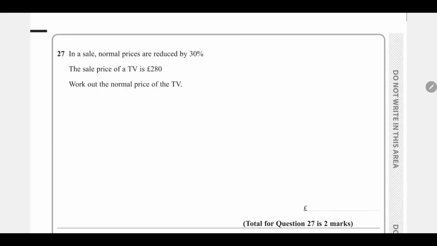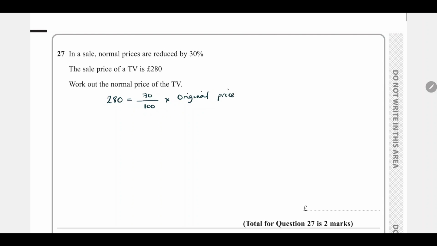Question 27 says, in a sale, normal prices are reduced by 30%. The sale price of a TV is £280. Work out the normal price of the TV. So we know that £280 represents 70% as it's been reduced by 30%. And so we can say that 280 is equal to 70%, or 70 over 100, multiplied by the original price.